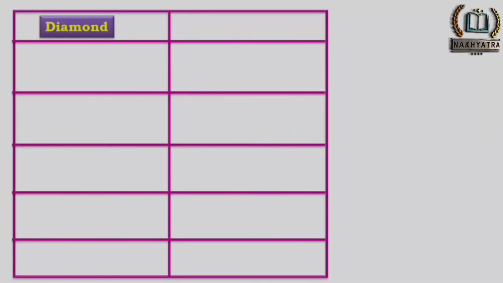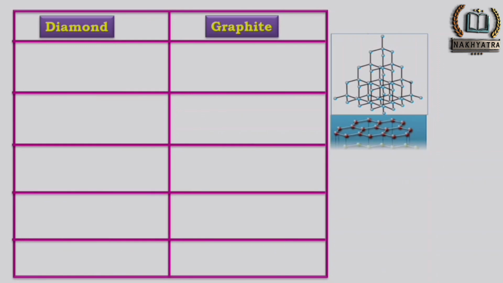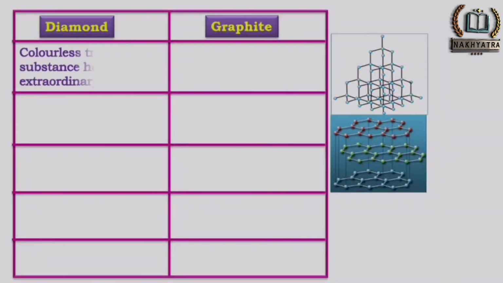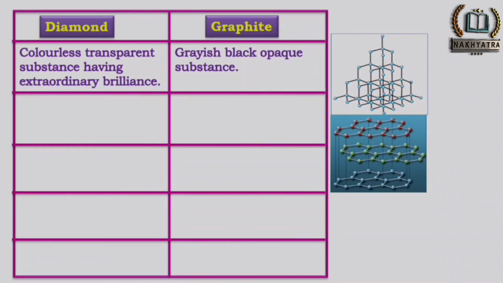Next we will see the characteristics of diamond and graphite. The structure for diamond and graphite is shown here. Now see the first characteristic. Diamond is a colorless transparent substance having extraordinary brilliance, as you all have seen. But graphite is a grayish black opaque substance. Most commonly you have seen graphite in the lead of a pencil. The lead of a pencil is made from graphite. It is a black opaque substance.